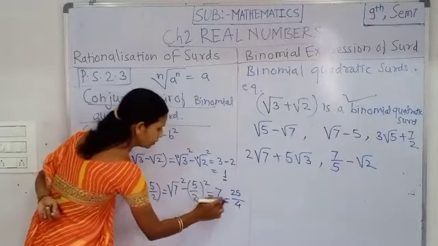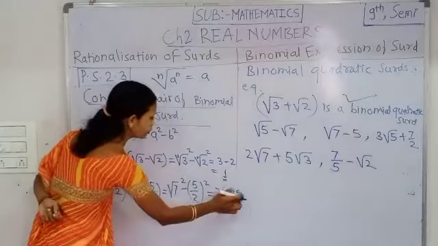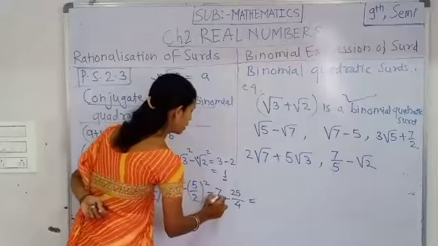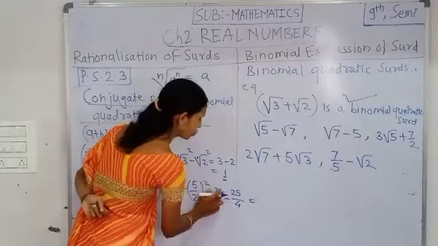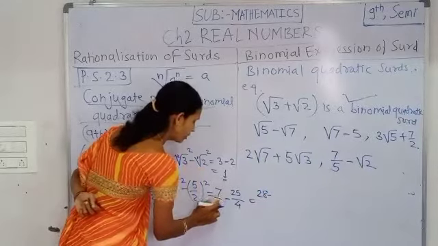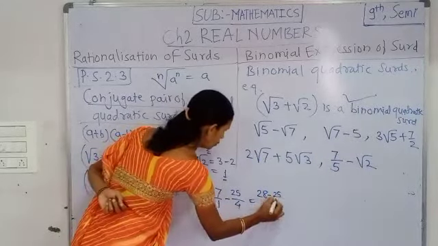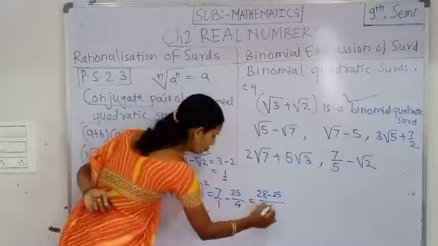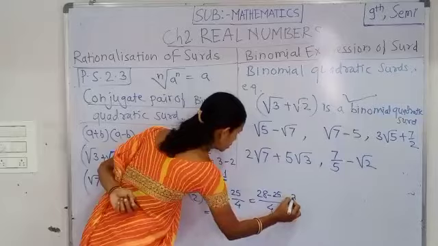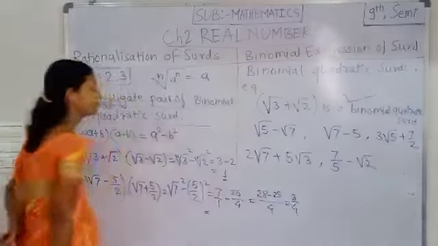Therefore, we get here 7 upon 1 minus 25 upon 4. Therefore, we are getting here 7 into 4 cross multiplication, that is 28, minus 25 into 1, 25 upon 4 into 1, 4. Therefore, here 28 minus 25, that is 3 upon 4.